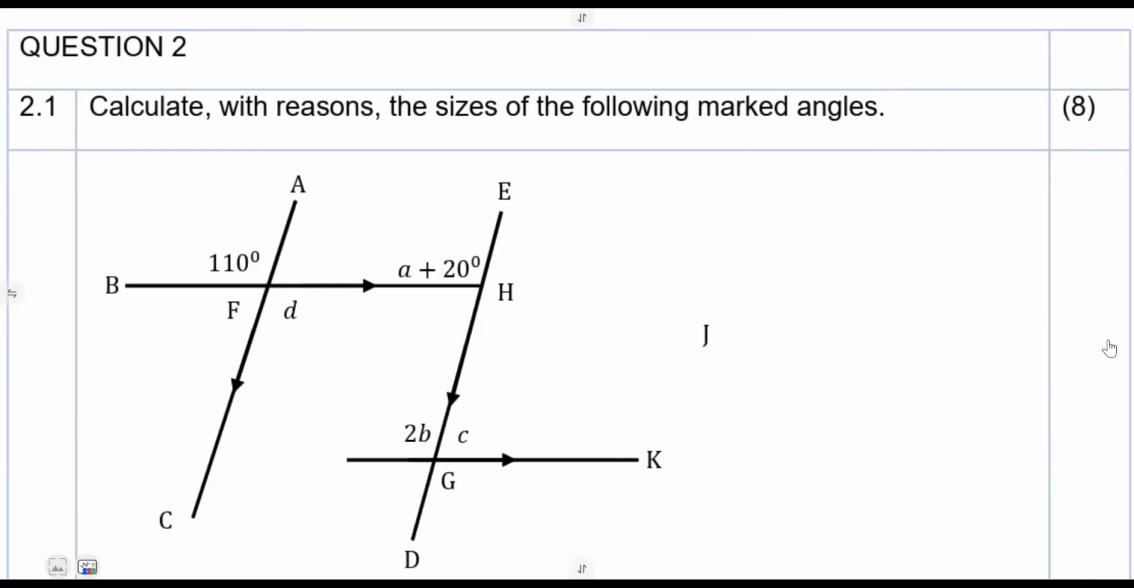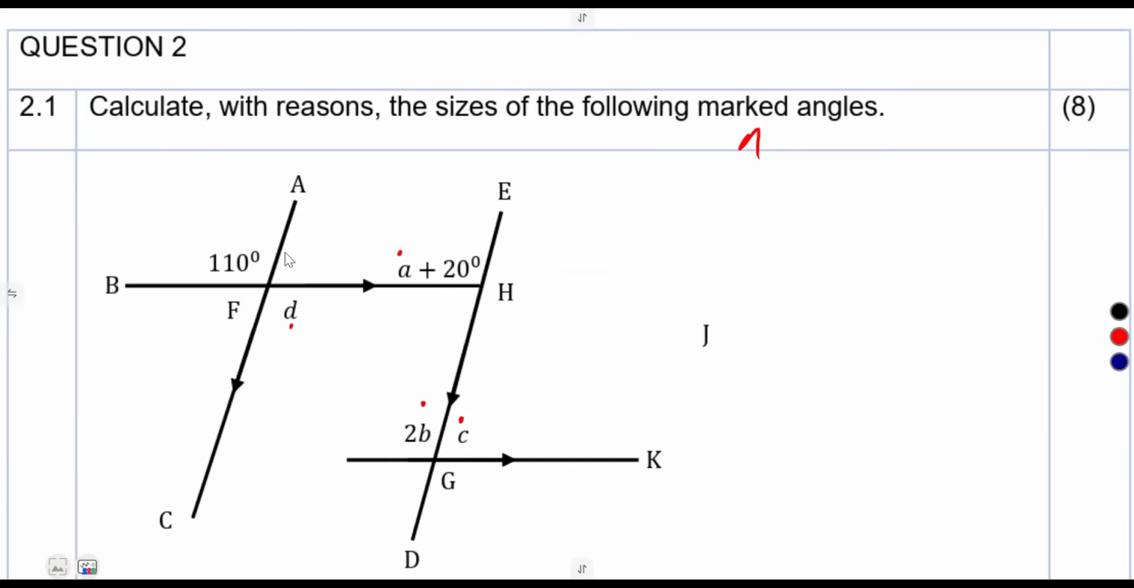Then question 2, given 2.1, calculate with the reasons the sizes of the following marked angles, all right? So there are so many. We've got A, we have got B, we have got C, and D. Those are the marked angles, all right? So let's start with the A.